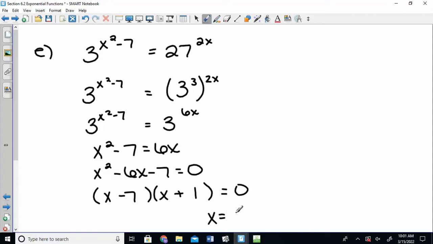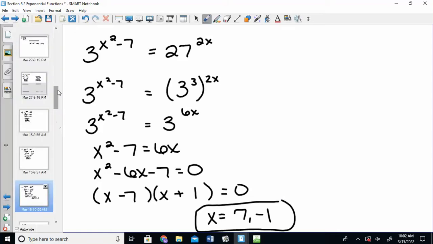So if you set those equal to 0, we get x to be 7, 1. So it's possible to have more than one answer. If you are checking these, they will both work. We're not going to get answers that don't work unless we make a mistake along the way. So you want us to check it every time? I would suggest it, especially on a test, I would check them just to make sure you got it.